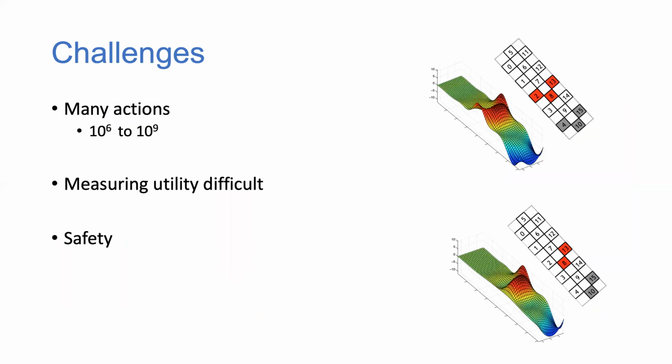So the main challenges are that there are many actions, measuring utility is difficult, and we also care about safety, because we're running experiments on real human subjects, and we want to avoid causing them pain, for example, or excessive discomfort.